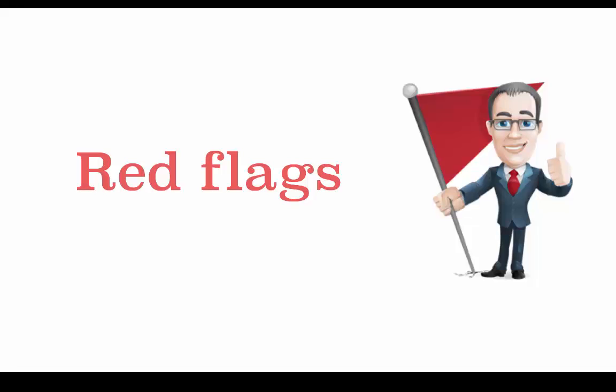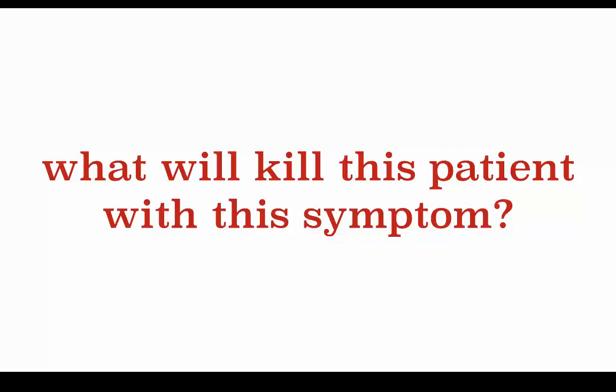Let me give you another example. A patient has come to you with a rash. Ask yourself, what will kill this patient with this rash? Then you need to get answers like meningitis or some bleeding disorders. So you need to ask yourself, what will kill this patient with this symptom, and you will get the answer. Once you get the answer, when you're taking history, make sure you rule out that important differential diagnosis.